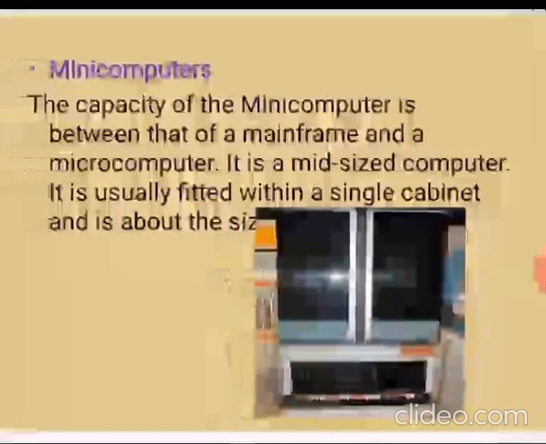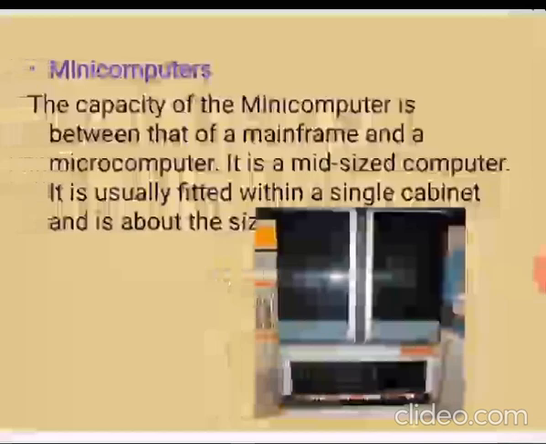Just see in the picture. In the single cabinet, it has less memory compared to the mainframe computer. Mini computers are used to control machines in a manufacturing unit. So mini computers are used in factories to manufacture many things. In factories they are used to manufacture different things. They use the mini computer.